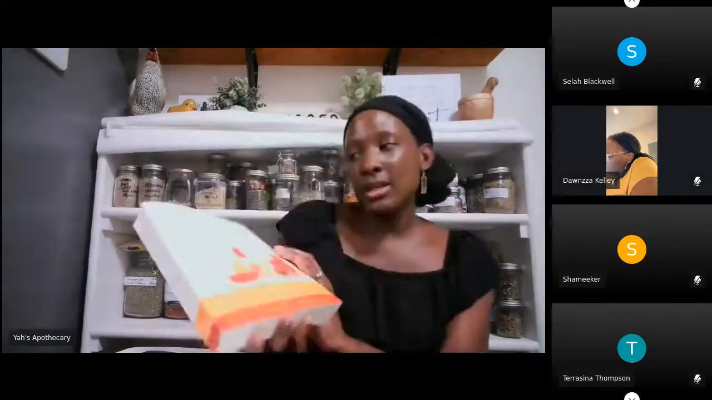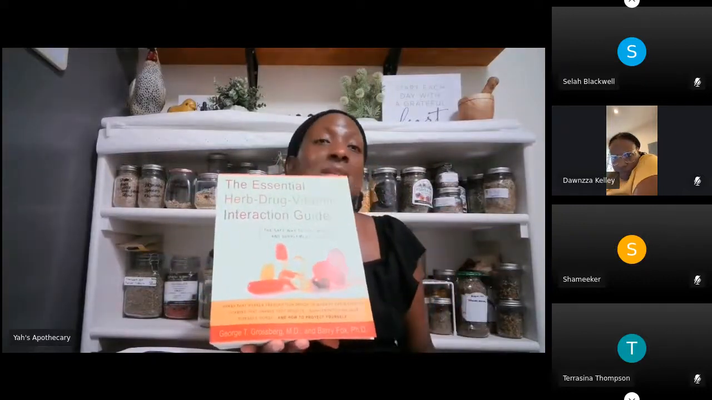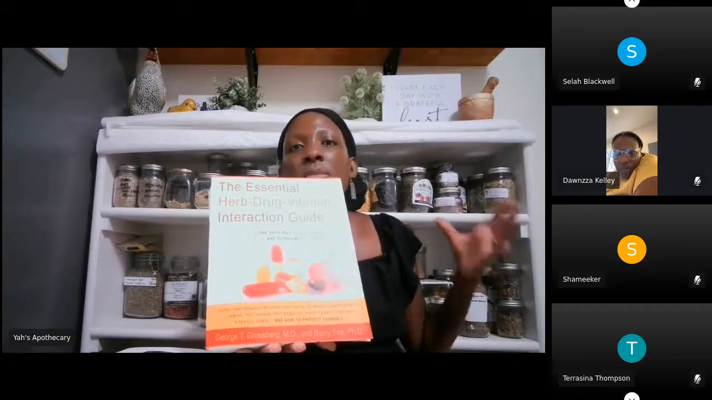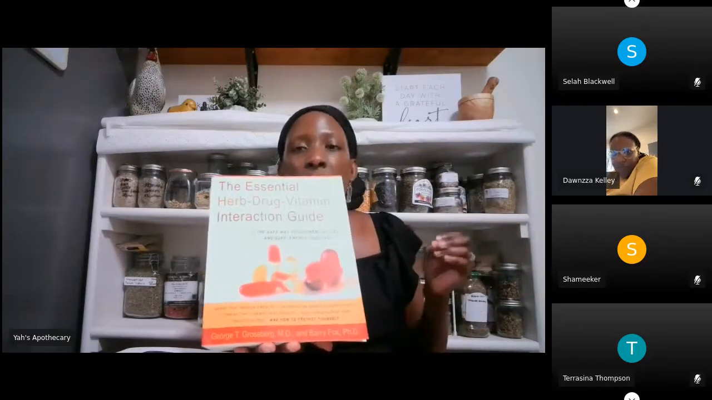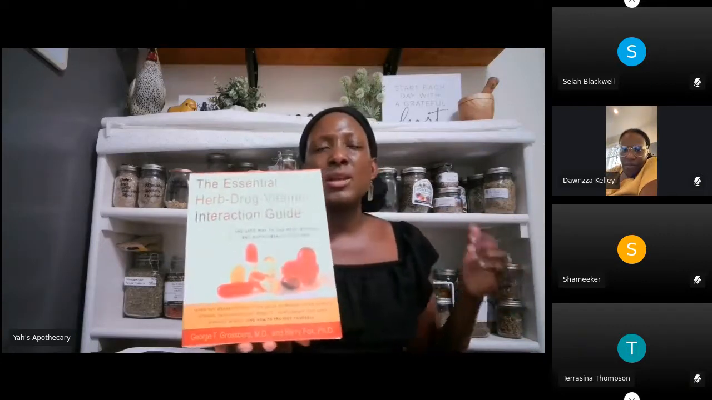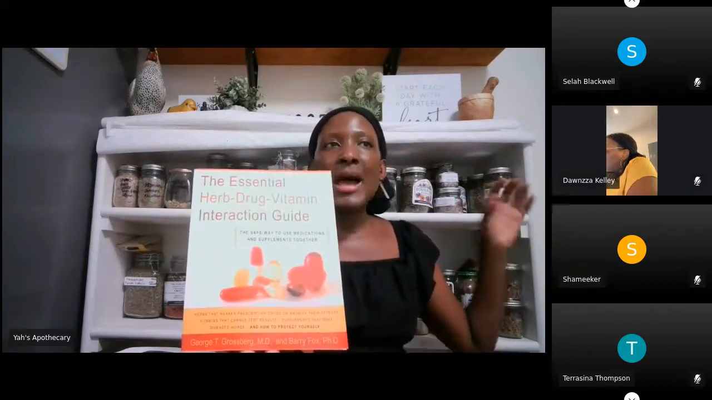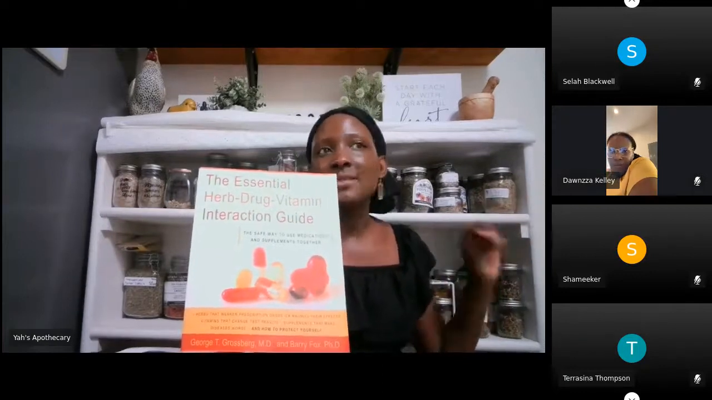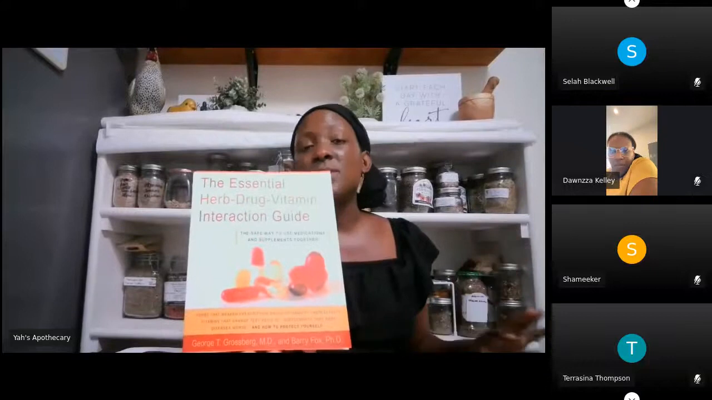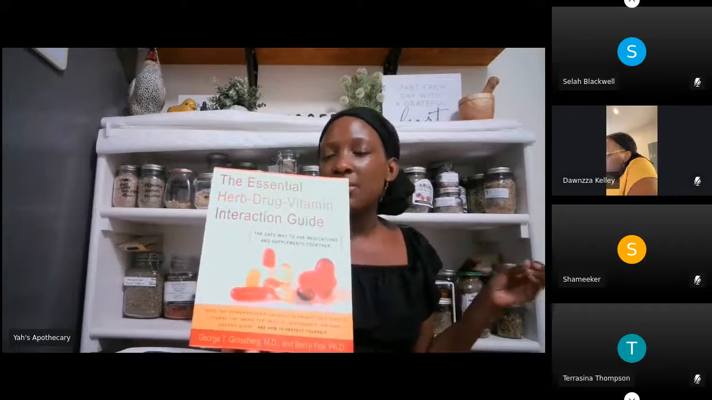So the second one is the Essential Herb Drug Vitamin Interaction Guide. I think it's a good one as well. One of the things that it did show me is the amount of side effects that the pharmaceutical drugs have. And the other thing is, sometimes people may think that a drug is better because maybe it works quicker, like aspirin versus willow bark. So aspirin comes from salicylic acid from willow bark, but people think that aspirin is better because it's more concentrated or works quicker. But the aspirin has so many more side effects.